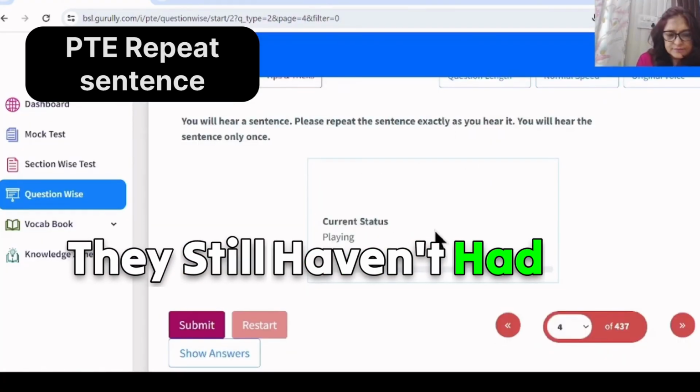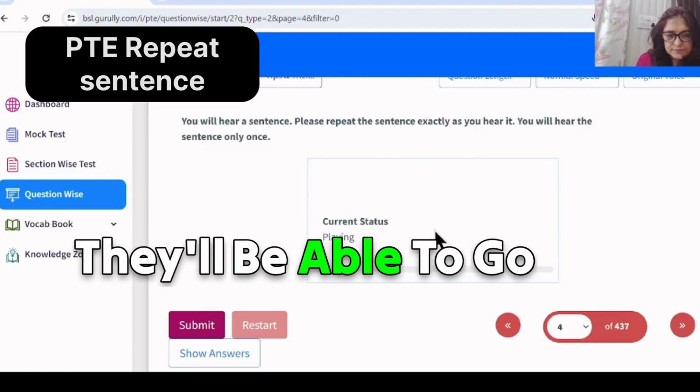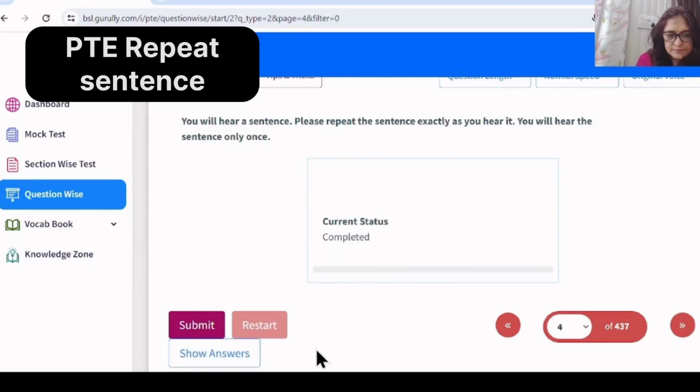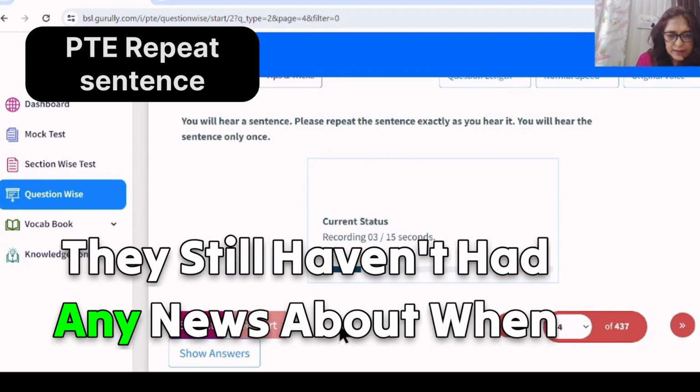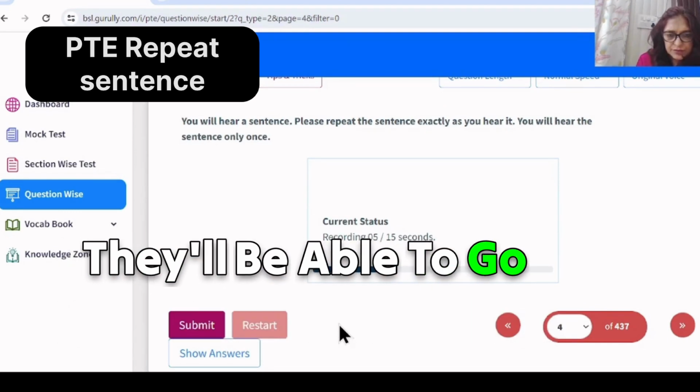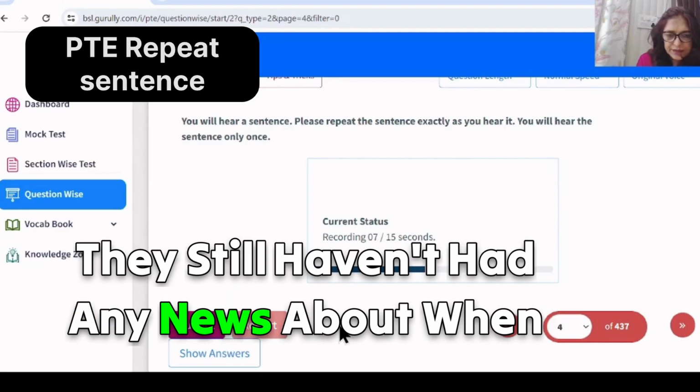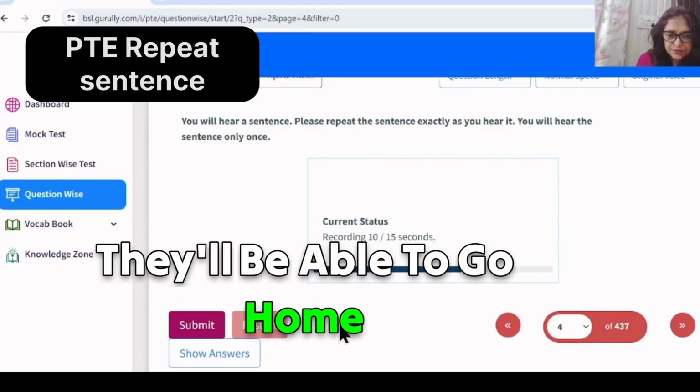They still haven't had any news about when they'll be able to go home.